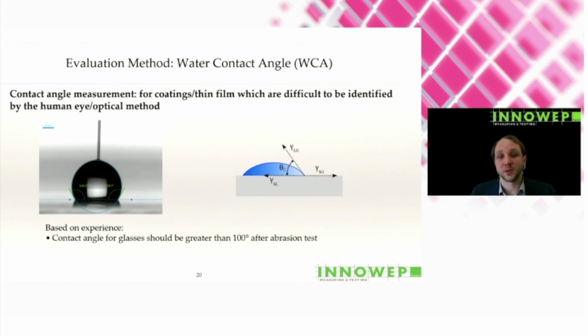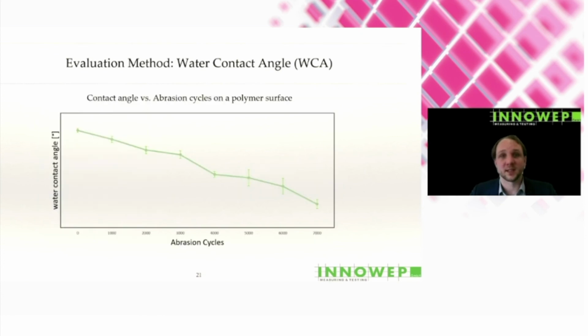From our experience, the contact angle of water should be greater than 100 degrees after the abrasion test, and typically it will evaluate and proceed like that. So the longer the abrasion takes place, the smaller the water contact angle gets, and then you define a certain criterion after which you stop the test or the test is failed.